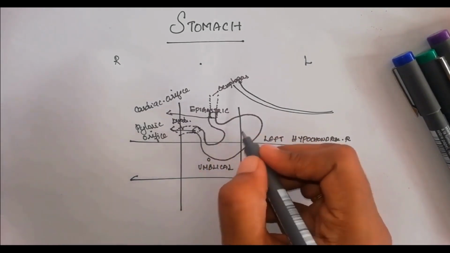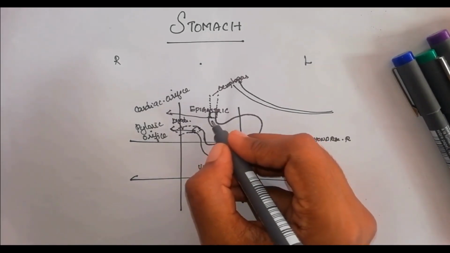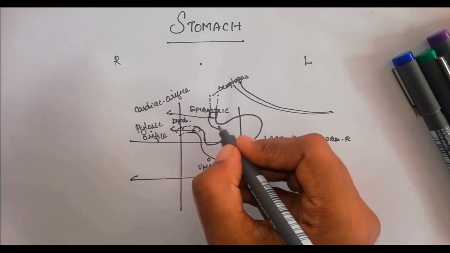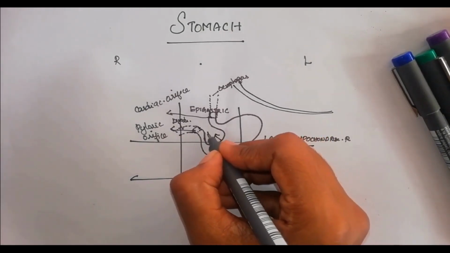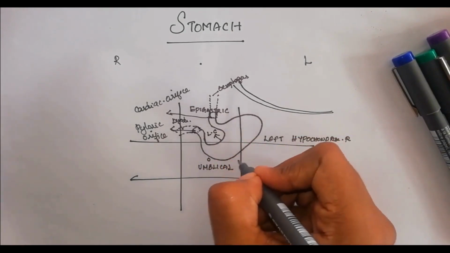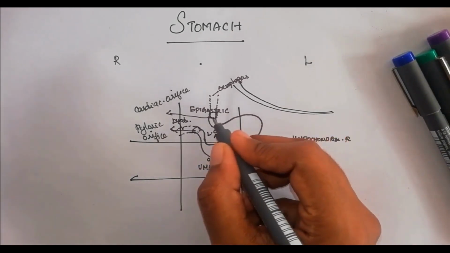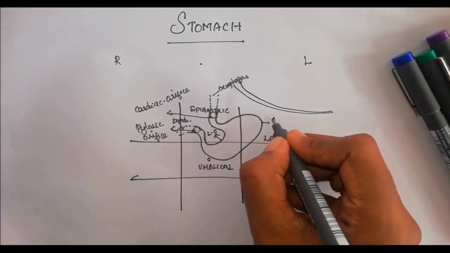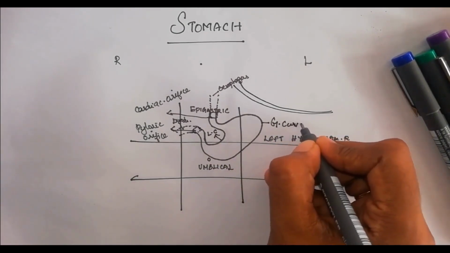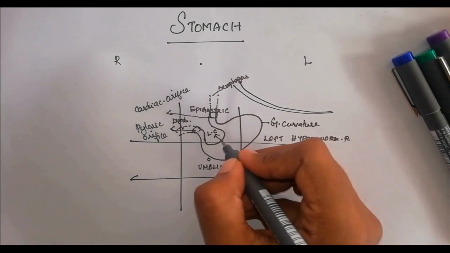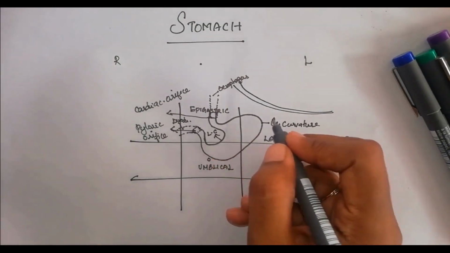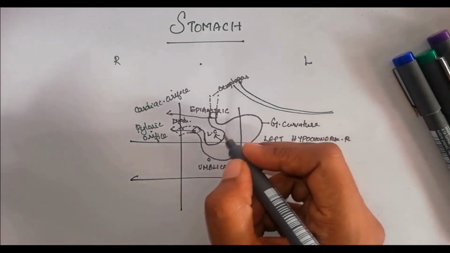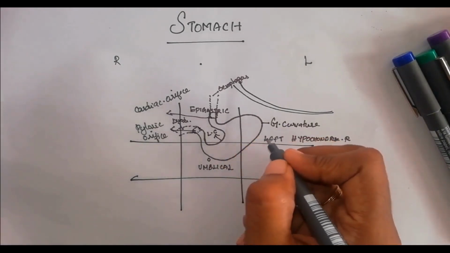And then we have two curvatures present between the proximal and distal ends. Towards the right side we have a smaller curvature, and this is called the lesser curvature, and on the left side we have another curve of the stomach, facing the left, and that is called the greater curvature. So these are the two curves we have in the stomach. One is towards the left side, another towards the right side. On one side we have concavity, on the other side we have convexity, and this one is the lesser curvature, and this one is the greater curvature.